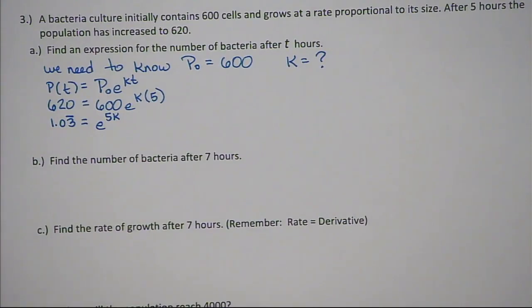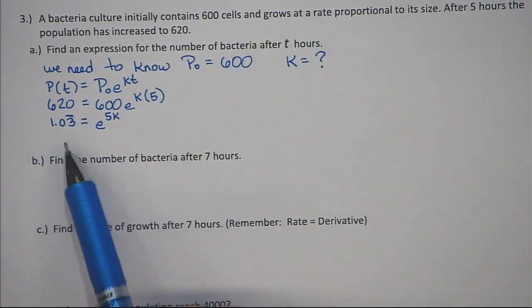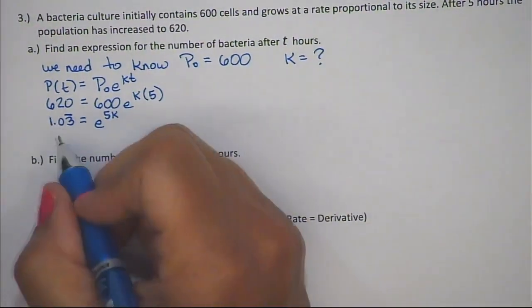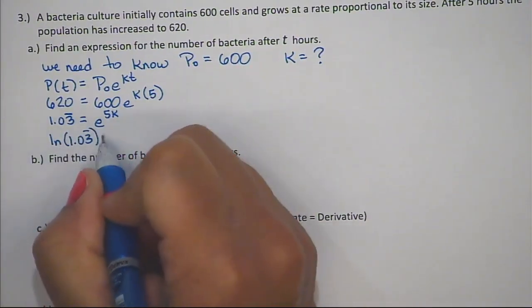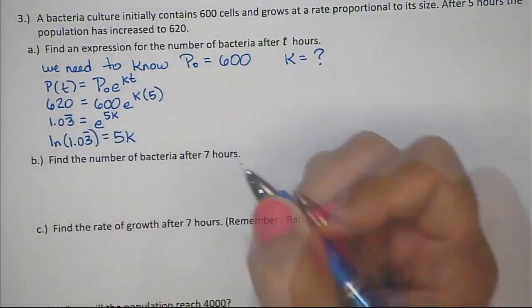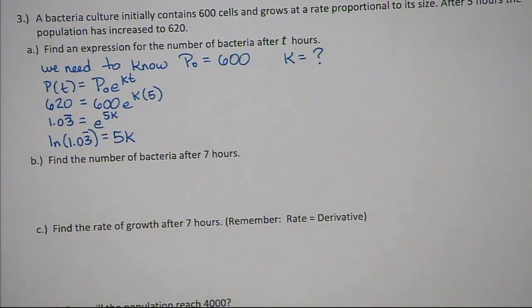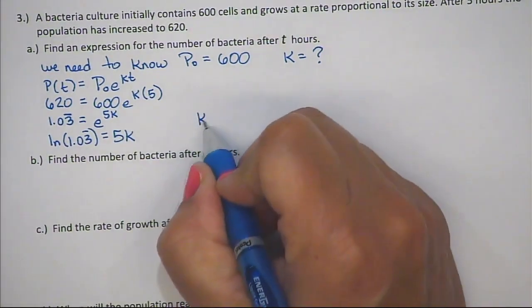All right, so then you're going to write this as a natural log. Always the natural log of the answer, so it's going to be the natural log of 1.033333 equals the exponent. The natural log of that number on the left will always equal the exponent. That's how you convert it. And then you're just going to divide the natural log of 1.033 by 5. So you'll get your value for k.